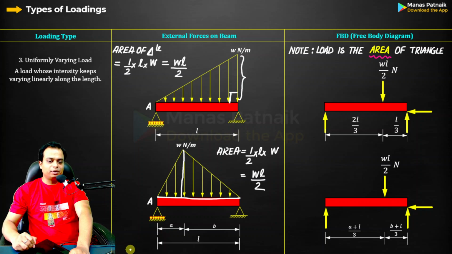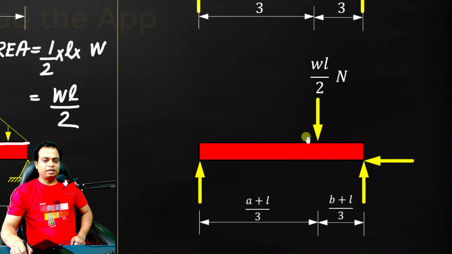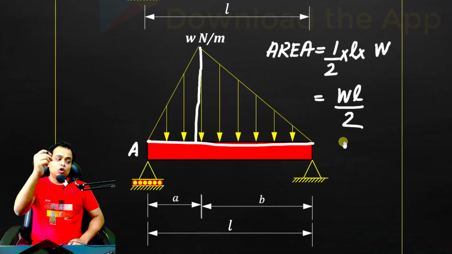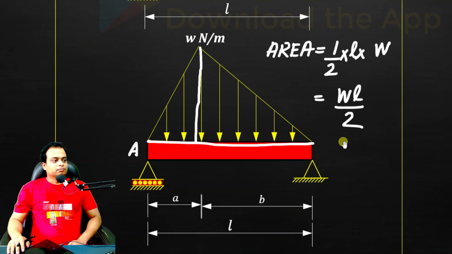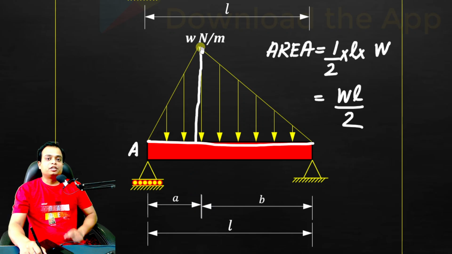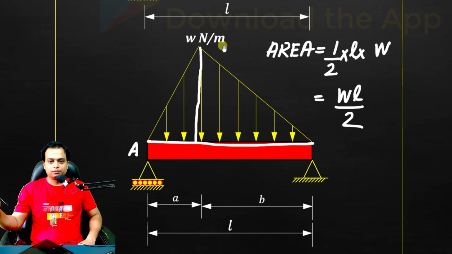From the left end, it is going to be L plus A by 3. Let me zoom in. From the leftmost end, it is going to be L plus A by 3, and from the right it is going to be B plus L by 3. These are some formulas which I want all of you to remember, to memorize. And as far as this distance D, A or B is concerned, this is basically the distance where the loading was at its peak, or the loading was maximum, and that is W Newton per meter.